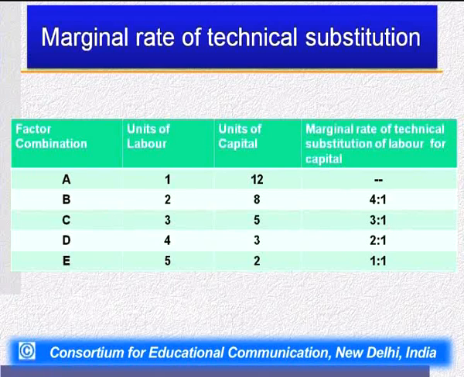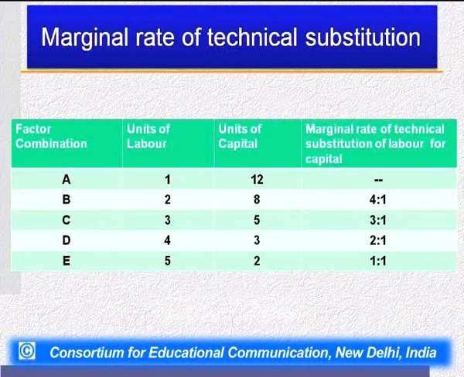As you increase labor by one unit, you are reducing some units of capital. At what ratio are you reducing it? This is called the marginal rate of technical substitution of labor for capital, which clearly emerges if you look at the combinations. With labor at 4 units and capital at 3, it is 2:1, and in the last combination E, when labor is 5 units and capital goes from 3 to 2, the marginal rate of technical substitution is 1:1.